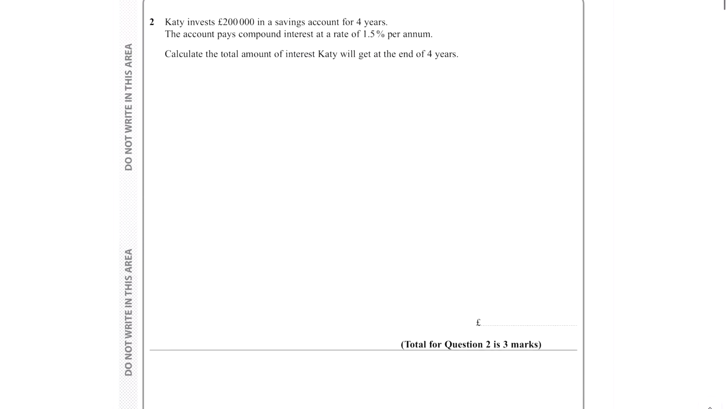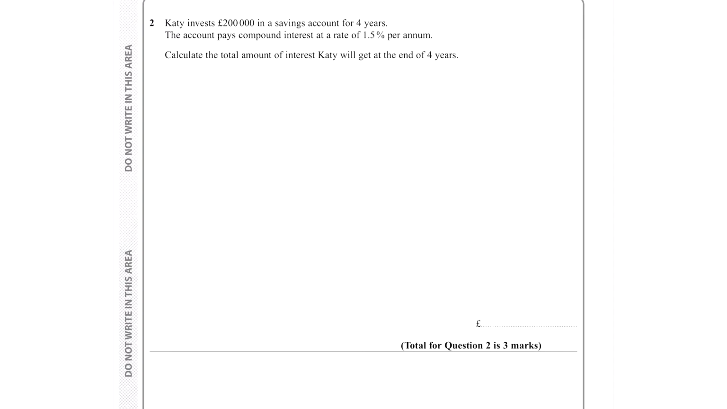Moving on to question 2. Katie invests 200,000 in a savings account for 4 years. The account pays compound interest of 1.5% per annum. Calculate the amount of interest Katie will get at the end of 4 years. So it's 1.5% per annum. Percentage is out of 100, so we're going to add on 100%. That gives us 101.5%. And for our calculations, we're going to write it in decimals as 1.015. All I've done is divide by 100, which is hop the decimal twice to the left and convert that from a percentage to a decimal.